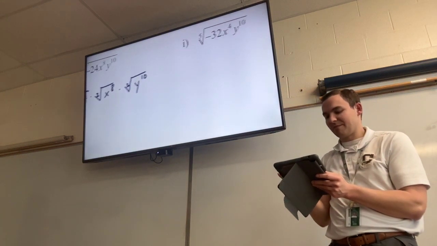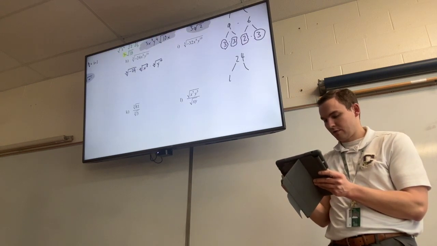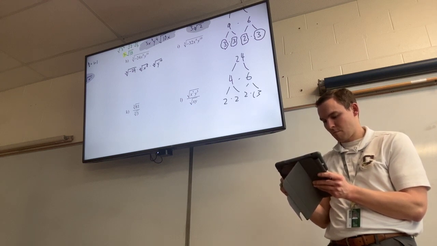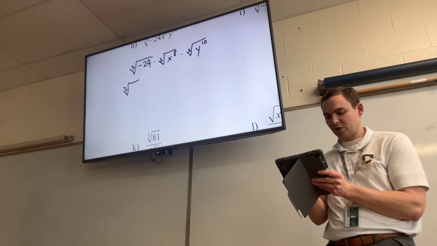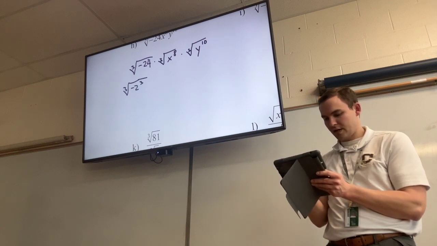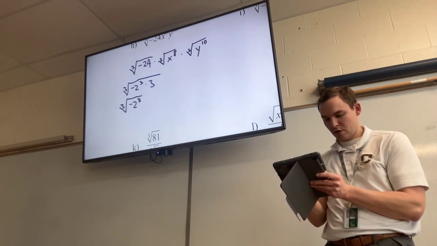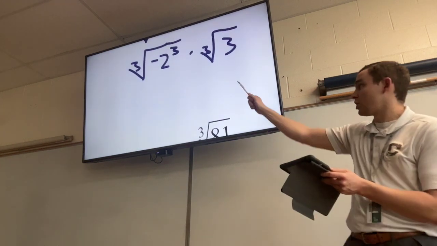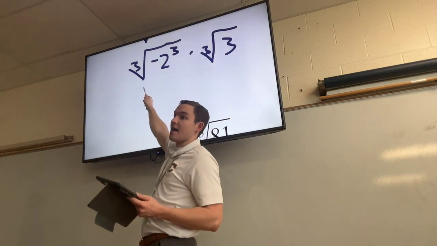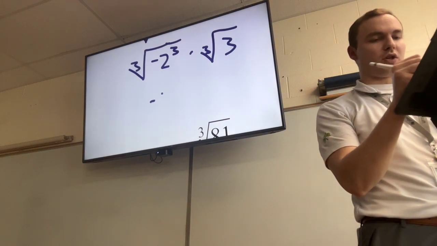Yeah, so let's break that up. All right. So let's break up 24. 24 is 4 times 6, 2 times 2, 2 times 3. So this gives me the cube root of negative 2 cubed times 3, or the cube root of negative 2 cubed times cube root of 3. And again, if there's a negative 2 underneath a square root, that would be imaginary, right? But you can take odd roots of a negative. So that gives me what? Negative 2 times cube root of 3.